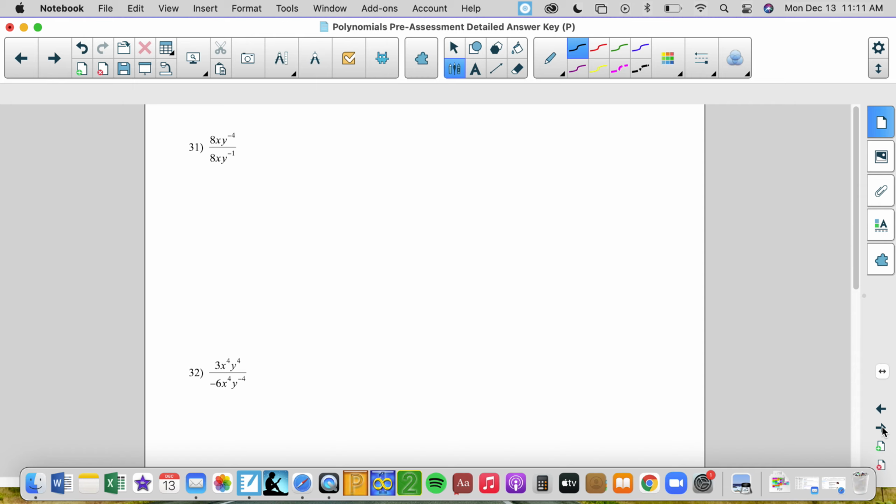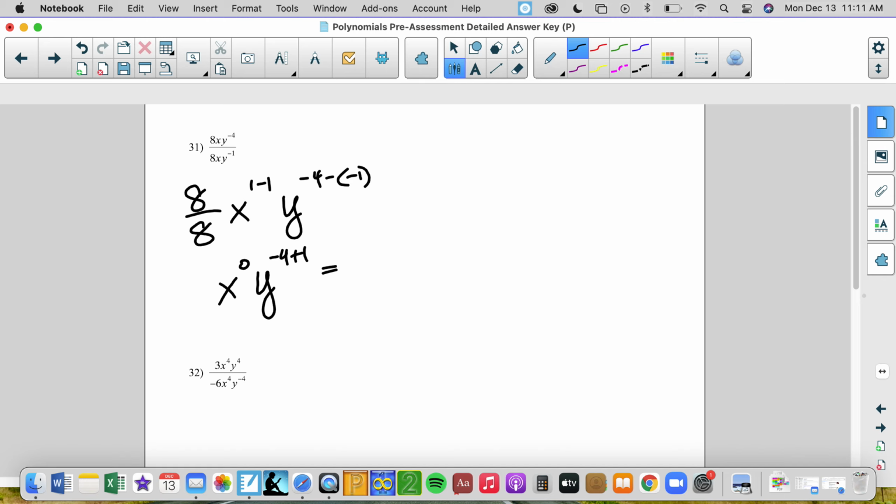Last couple. We have 8 over 8. Ooh, now we have multiple variables. Good. X to the 1 minus 1, y to the negative 4 minus negative 1. Woo! We got everything here. 8 over 8 reduces to 1. X to the 1 minus 1 is 0. Y to the negative 4 plus 1.